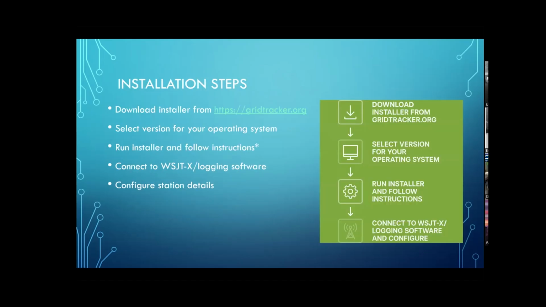And installing it is very straightforward. You go to the website, gridtracker.org. By the way, I will upload this presentation later to the Groups.io page, so you can download it from there and go back into it and follow the links and things like that. You select the version for your operating system, run the installer, and just follow the instructions.